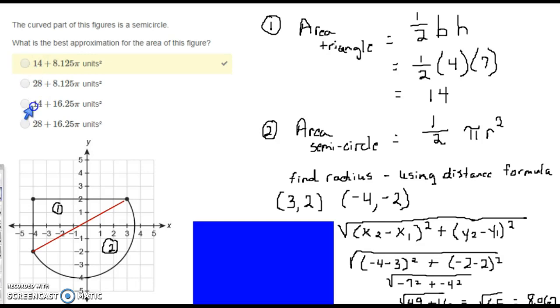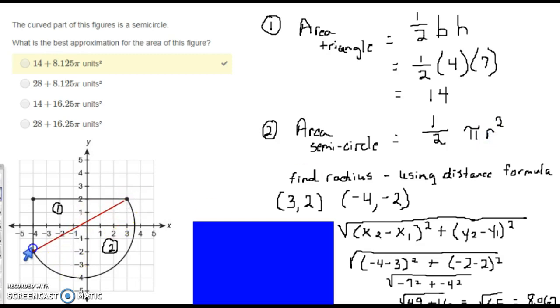It's either got to be this one or this one. And so now we're going to find the area of our semicircle. So remember, the area of a circle is pi r squared. If we're talking about half a circle, then we're just going to take half of that formula. But we have to have our radius. They don't really give us anything here.